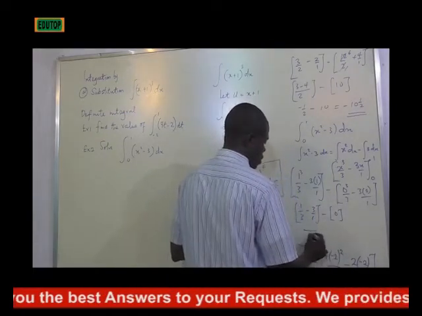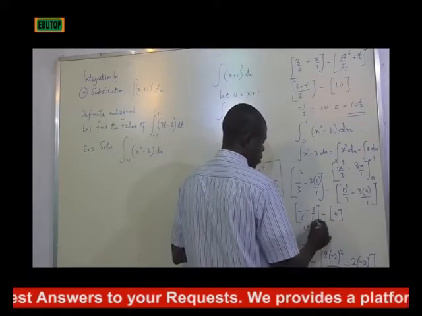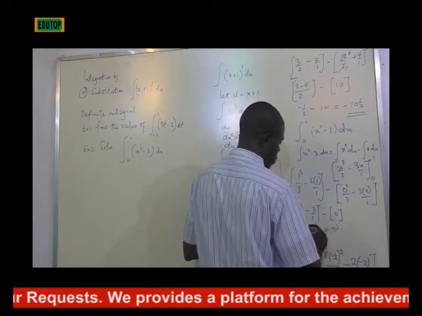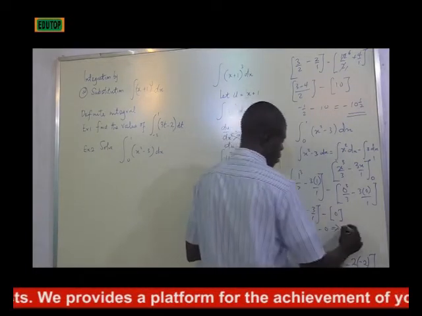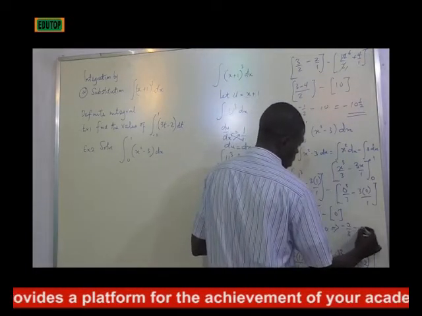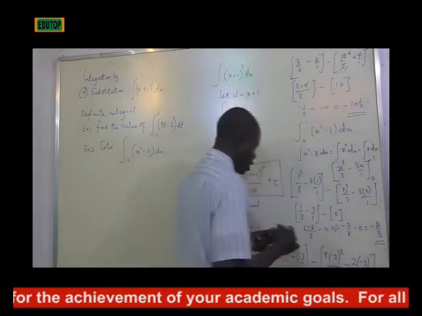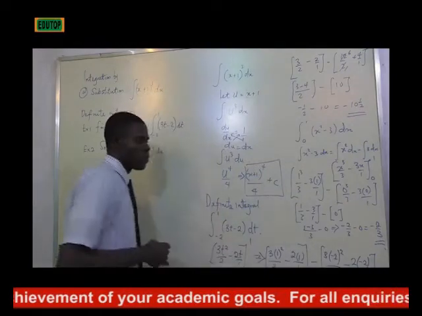So what's this? 1 over 3 minus 3, minus 0. Which implies that 1 minus 3, that's minus 2 over 3, minus 0. And that would be minus 2 over 3. So this is the answer for the second case.